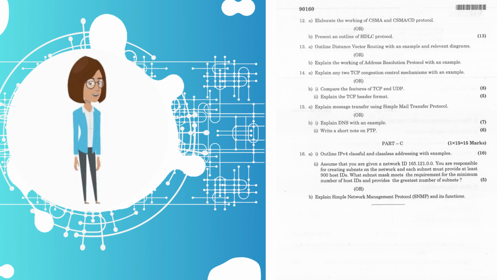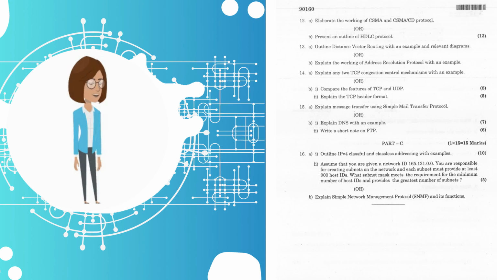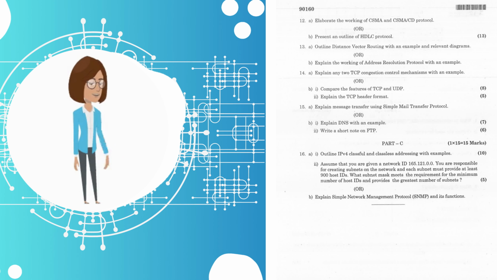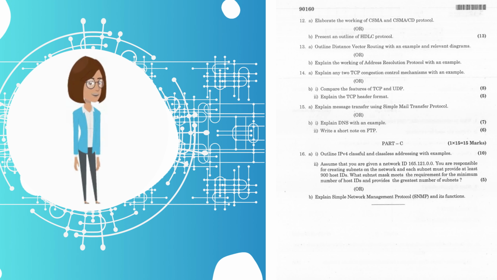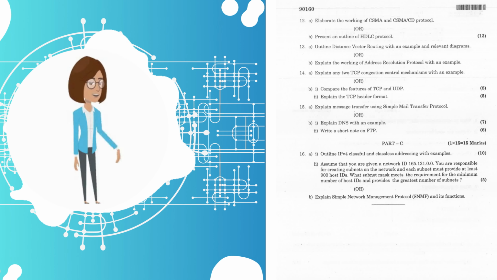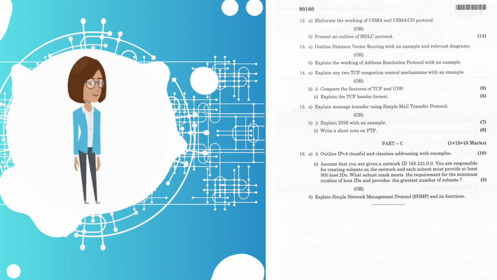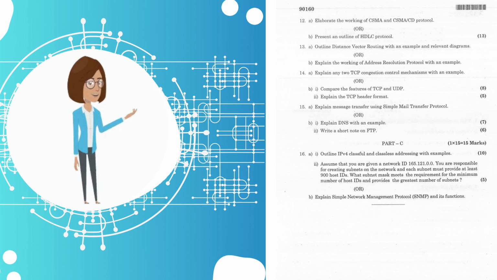15A. Explain message transfer using simple mail transfer protocol. Or B.I. Explain DNS with an example. 2. Write a short note on FTP. Next, let's move on to part C. 15 marks. 16A. Outline IPv4 classful and classless addressing with examples.